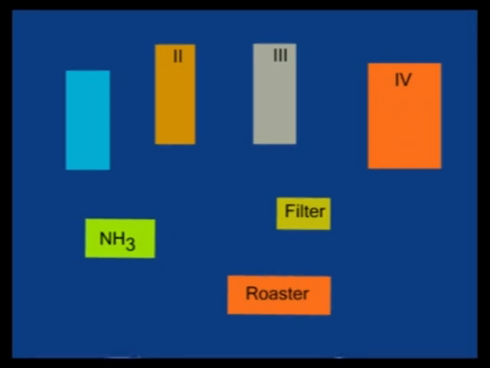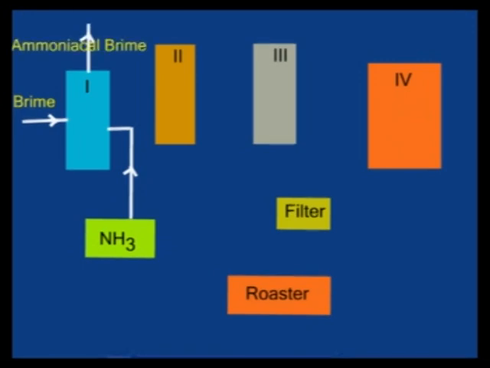Now the process starts by dissolving ammonia in brine in the Solvay tower number 1. Now here a lot of heat is produced in the process, which is controlled by regulating the flow of brine in the Solvay tower. Now what is formed there is what is called ammoniacal brine. The ammoniacal brine produced is then pumped into the carbonator tower 3.